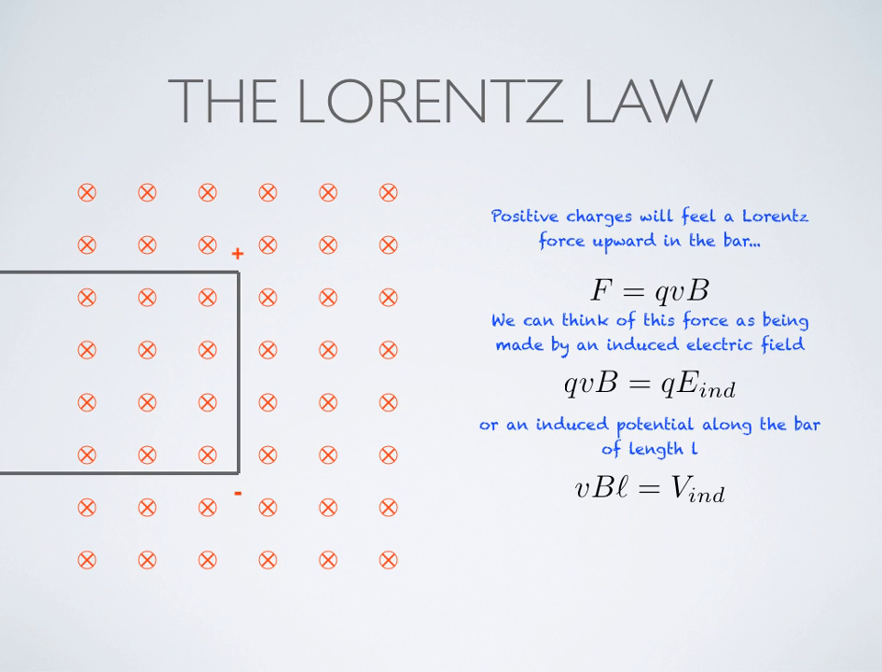So I have an induced voltage, and voltage is the field times the length. Take the length over to the other side, and the induced voltage is V times B times L, where V is the velocity of the bar as it slides in from left to right, B is the field strength, and L is the length of the bar.